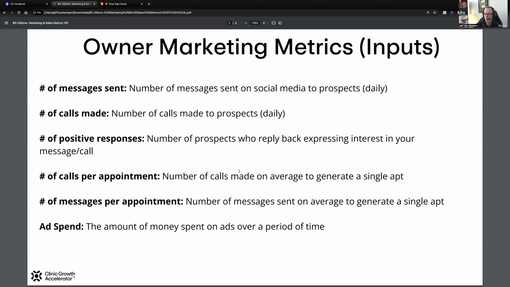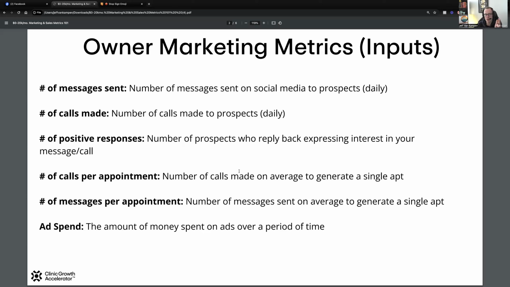Okay. The same is true for calls. We could look at number of calls per appointment. The number of calls per appointment would be how many calls on average need to be made in order to generate a single new patient appointment, a confirmed new patient appointment. Somebody agrees to come in for a consultation. That would be considered an appointment.